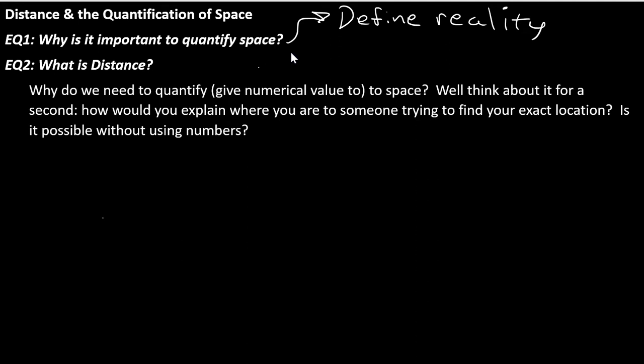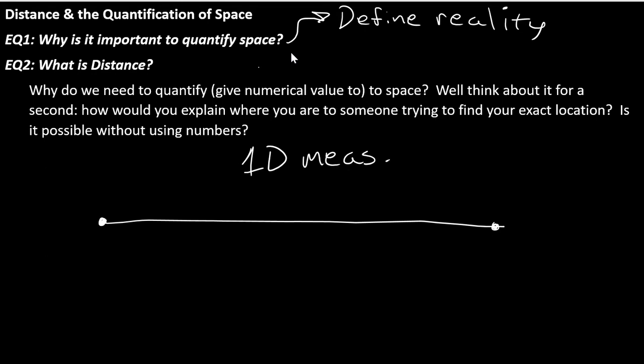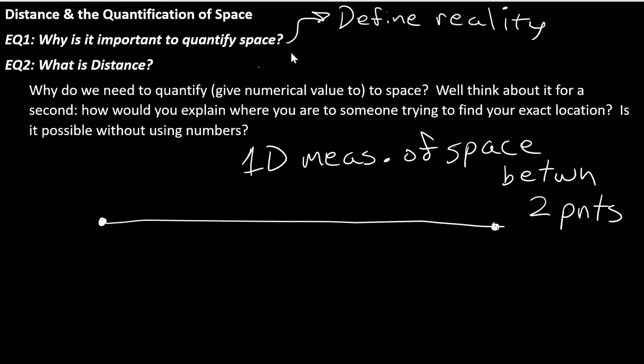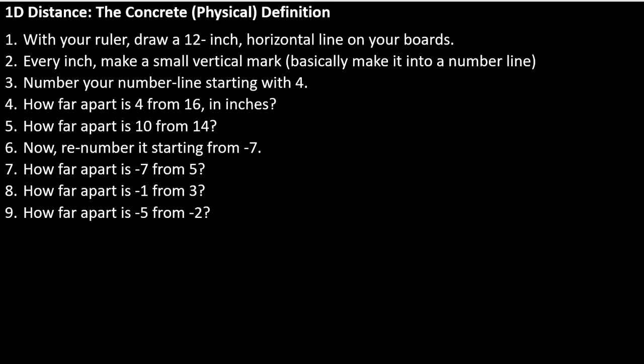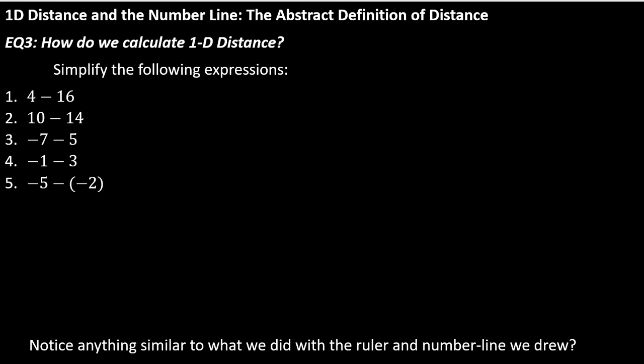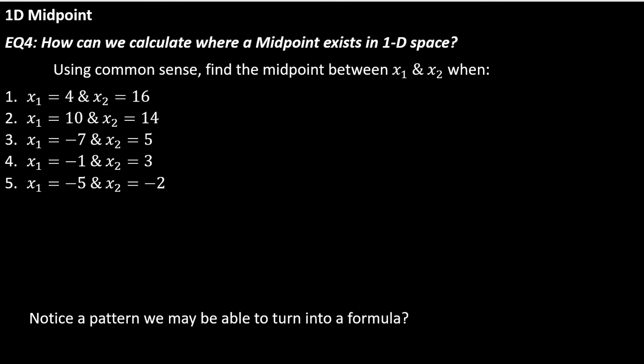Okay, so what is distance? So distance, to put it simply, is a 1D measure of space between 2 points. Okay, so point A, point B. And anytime I say 1D measure, I also am saying a linear measure. So anytime you hear me say linear, know that I'm talking about one-dimensional. Okay, so we're not really going to work through this part in the video. I'm going to go ahead and get right into one-dimensional distance.